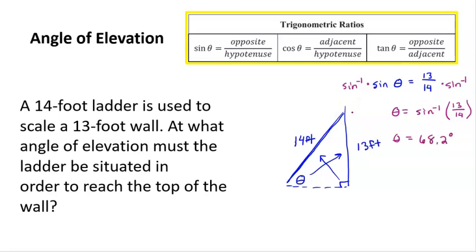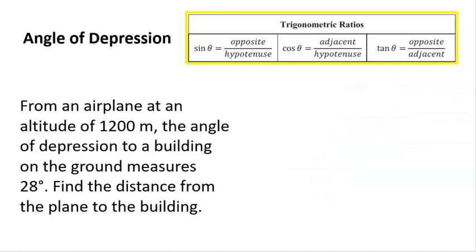68.2 degrees. And then if they asked us about any other parts of the triangle, like how far is the base of the ladder to the wall, you could label this as x. If they asked us about what angle, we have it all. Okay. All right, so now let's go into our last problem.